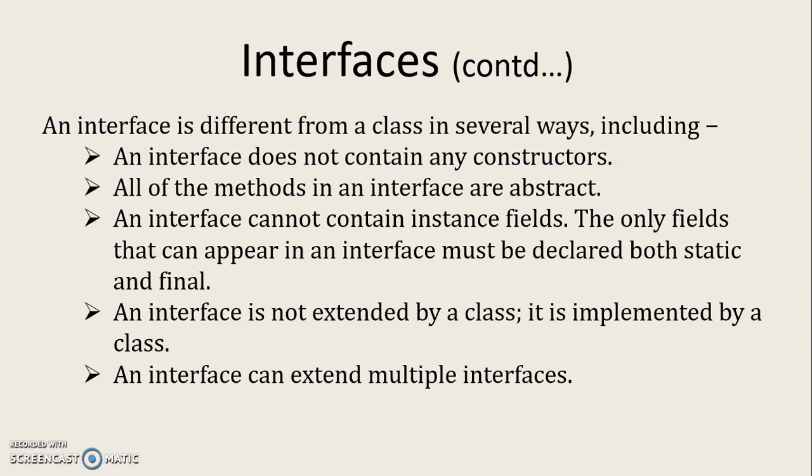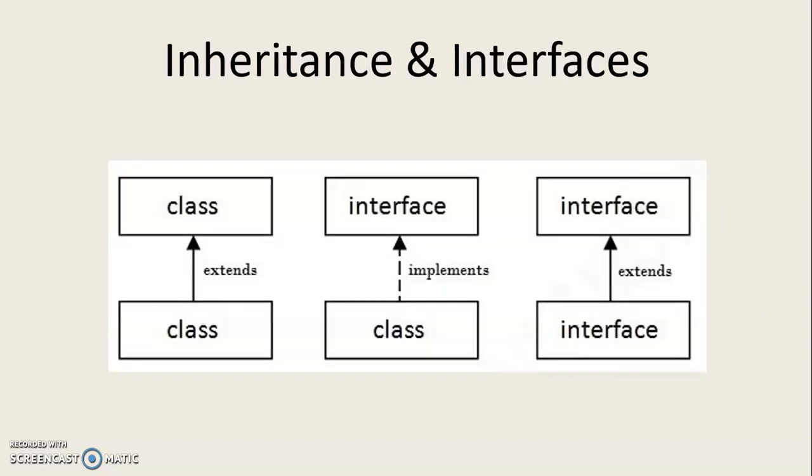An interface is not extended by a class, it is implemented by a class. Since the method body is not present inside the interface, a class cannot extend from an interface. An interface can extend multiple interfaces, but a class can extend only one class. That is why multiple inheritance is not possible using classes. So this is the relationship between inheritance and interfaces.